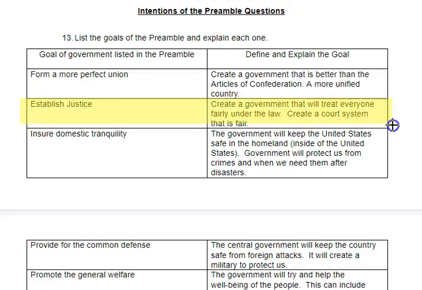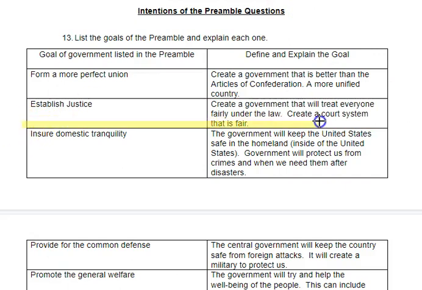The next one we have is establish justice, which goes along with rule of law. It's the idea that we are going to create a government that will treat everyone equally and fairly under the law. We're going to create a court system that is fair. So when you see the word justice, it normally is talking about court systems and fairness under the law.